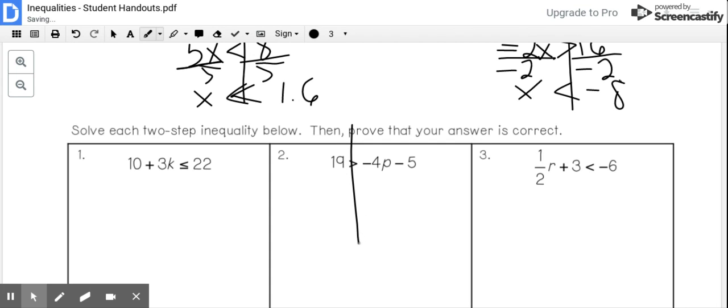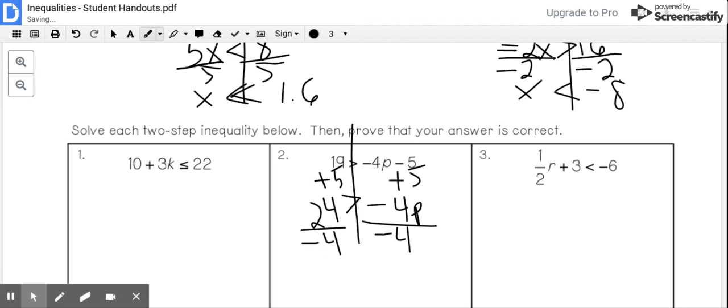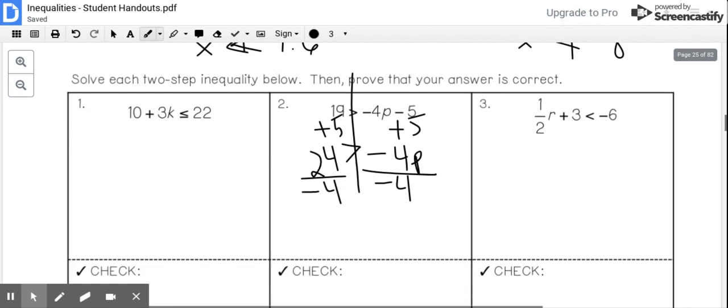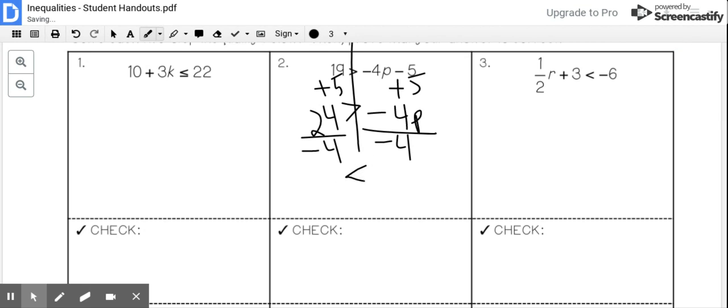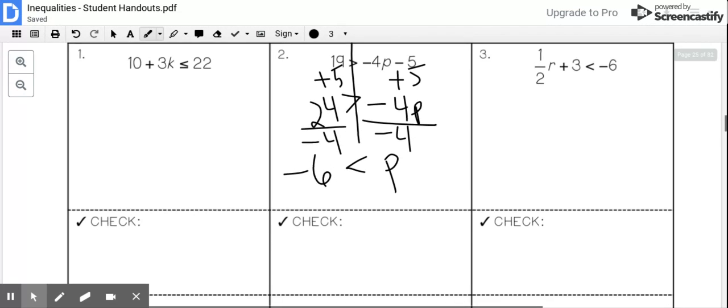So we're going to keep everything on that side. So we're going to add 5 first. And so you get 24 is greater than a negative 4p. Okay, and then it's multiplying by negative 4. So we're going to divide by negative 4. So since we divided by negative 4, that's going to remind me to flip the sign, and I'm going to keep the p over here though. And I got negative 6. So I can read this as p is greater than negative 6.